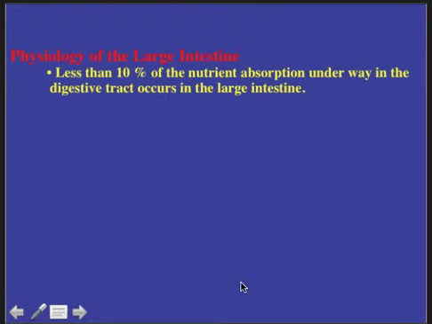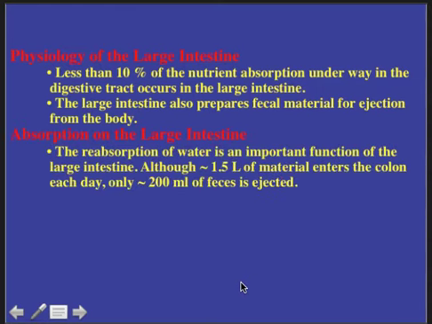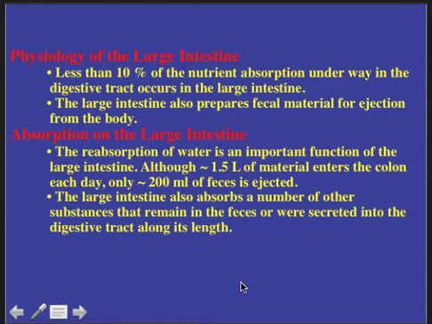About 10% of the nutrient absorption underway in the digestive tract takes place here. It also prepares fecal material for ejection from the body. Reabsorption of water is an important function of the large intestine. Although about 1.5 liters of material enters the colon each day, only about 200 milliliters of feces are ejected. So that's a substantial reduction in volume.